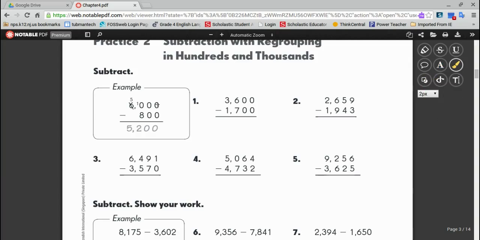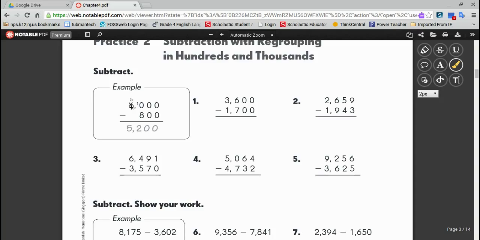So over here, in our ones, 0 minus 0 is just 0. And then I look at my tens. Well, 0 minus 0 is also 0. Then I look at my hundreds. So 0 hundred minus 800. Now I can't do 0 hundred minus 800. So what I need to do is regroup. So I regroup from my thousands.